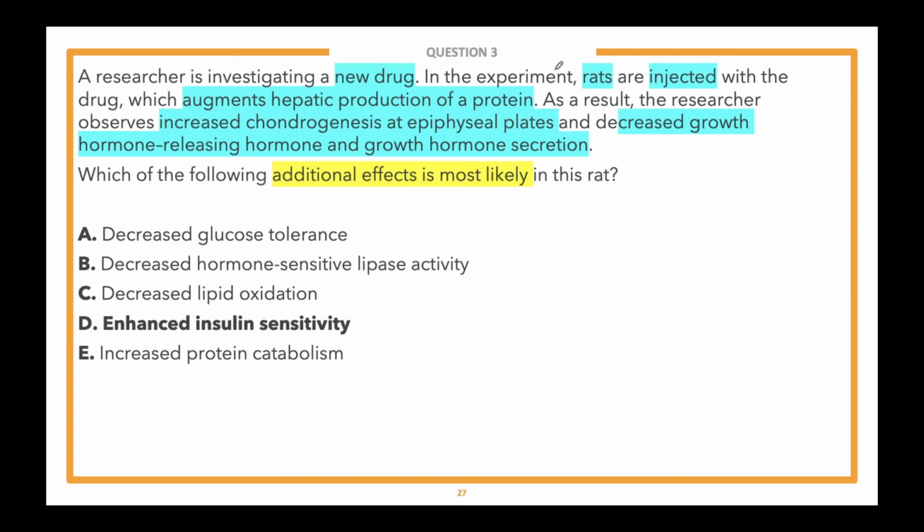IGF-1 stimulates the growth of skeletal muscle, bone, other tissues, including cartilage, as you can see here, increased chondrogenesis, okay? It feeds back on the hypothalamus to reduce growth hormone releasing hormone secretion, and then also on the anterior pituitary to decrease growth hormone secretion. So step number 1 is figuring out that this is IGF-1 that's at play here, okay? So then it's asking us what else is an additional effect that we could see, okay?